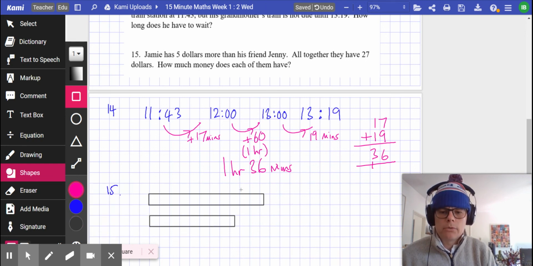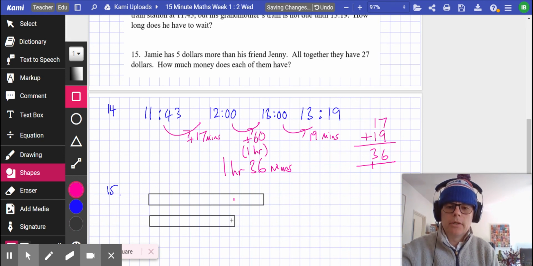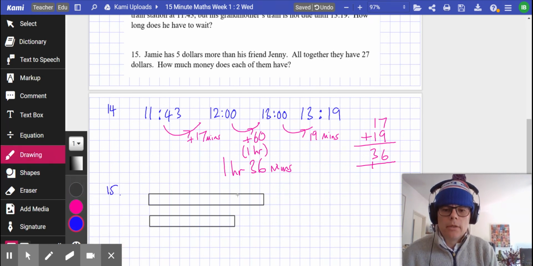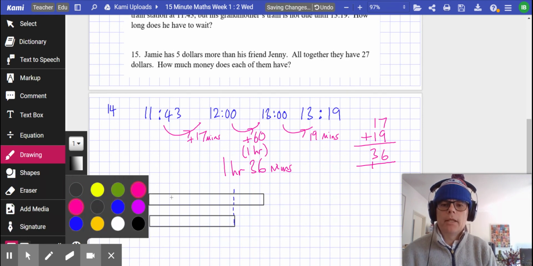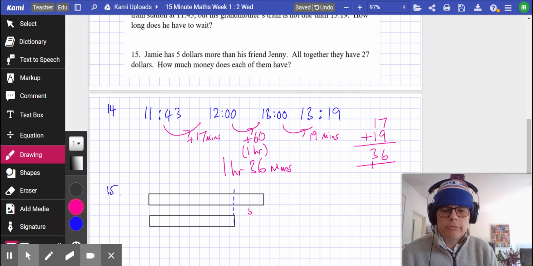And you're told that difference, oops, a daisy, what I've done there. Let's go back to drawing. That difference in the money is 5. So the difference is 5. But altogether, they've got 27.